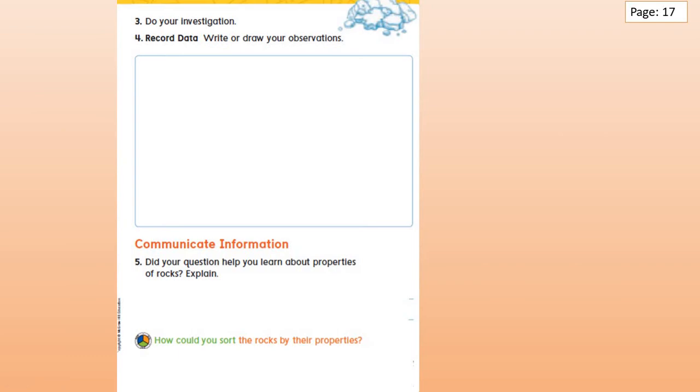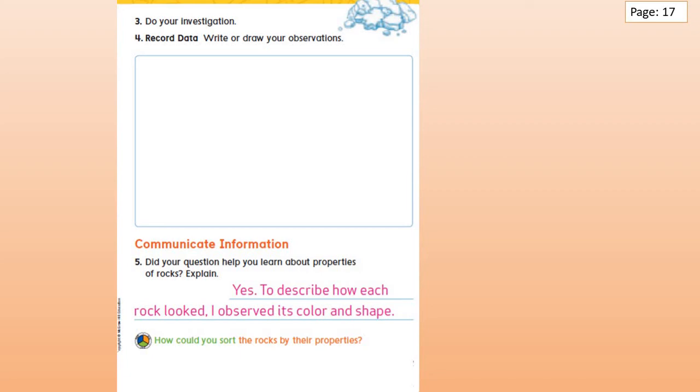And then in question number 4, or in this space, please grade 2, draw your observations. Draw your rocks here and write their properties. Let's see question number 5. Did your question help you learn about properties of rock? Explain. What do you think, grade 2? Try to solve this question by yourself, grade 2. What do you think about that?